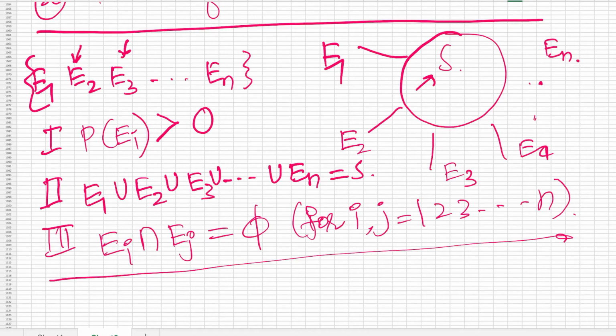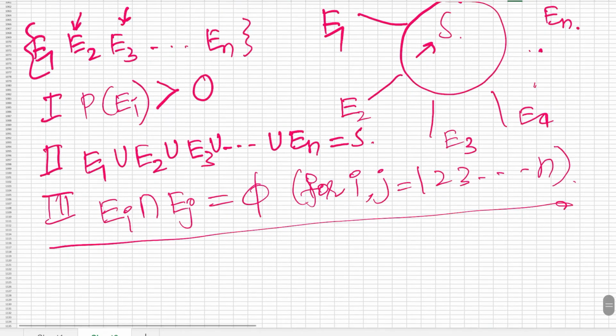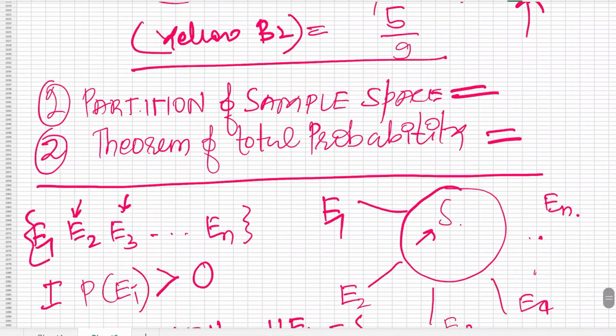So to decide whether E1, E2 and En, the different events of a sample space, are a partition of the sample space or not, we need to check these three conditions. If these conditions are met, the events of that sample space are a partition of the sample space itself. This is how we can check whether the given events of a sample space are a partition or not.